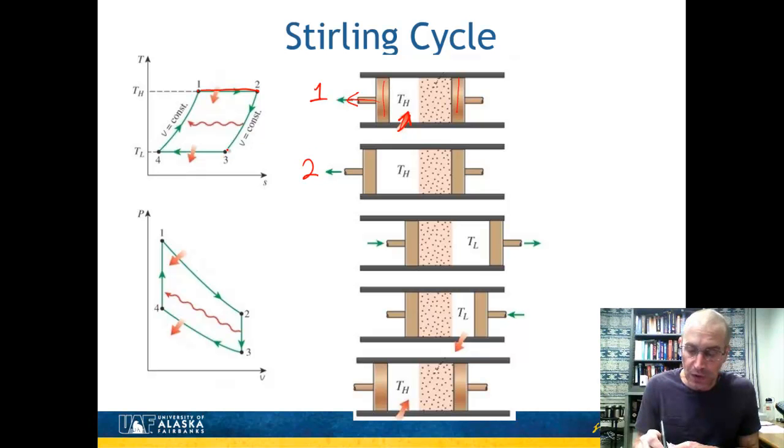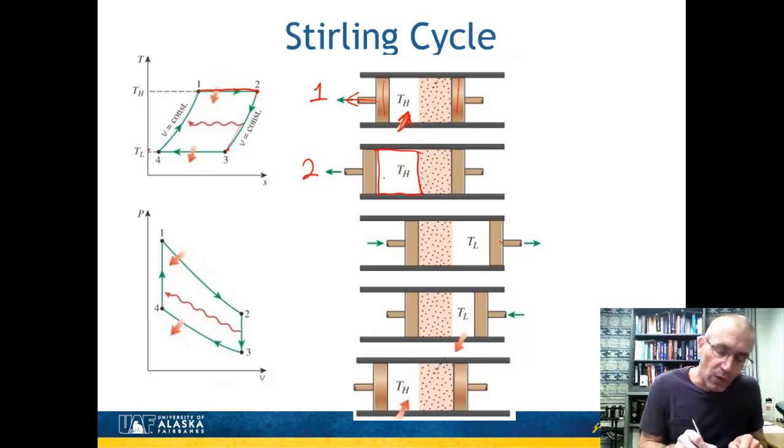Now I'm over here at point 2, and I want to go from point 2 to 3, and I'm going to keep the volume constant. I'm keeping the volume of this fluid right here constant, but what I'm doing is dropping the temperature, going from TH to TL. These two pistons are now going to move from here all to the right, keeping the volume of this material constant. And what ends up happening is the temperature drops to TL.